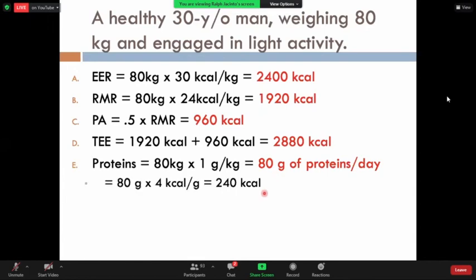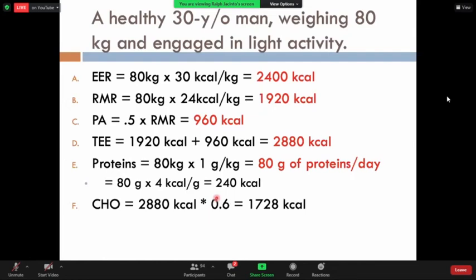Now, to get the calories equivalent to your proteins, you just multiply by the conversion. If you can remember, for carbohydrates and proteins, it's 4 kilocalories per gram. For fats, it's 9 kilocalories per gram. So in order to get the caloric equivalent of this 80 grams, you just multiply it by 4. Sorry, why is it 240? It should be 320. Okay? 320.